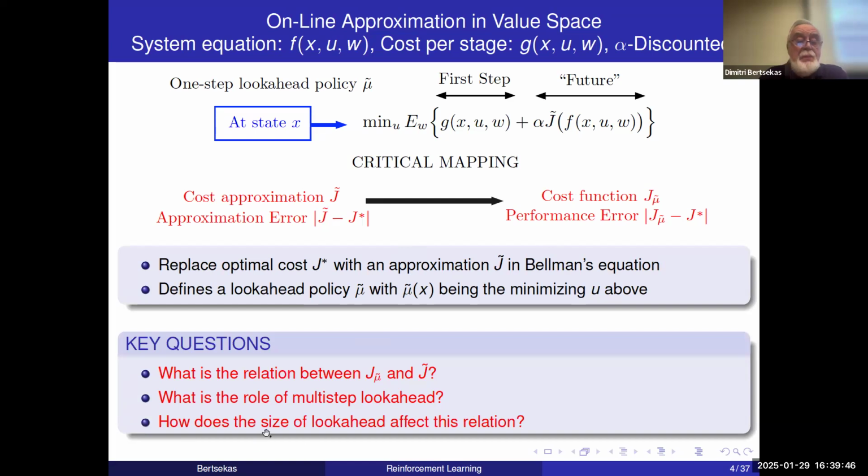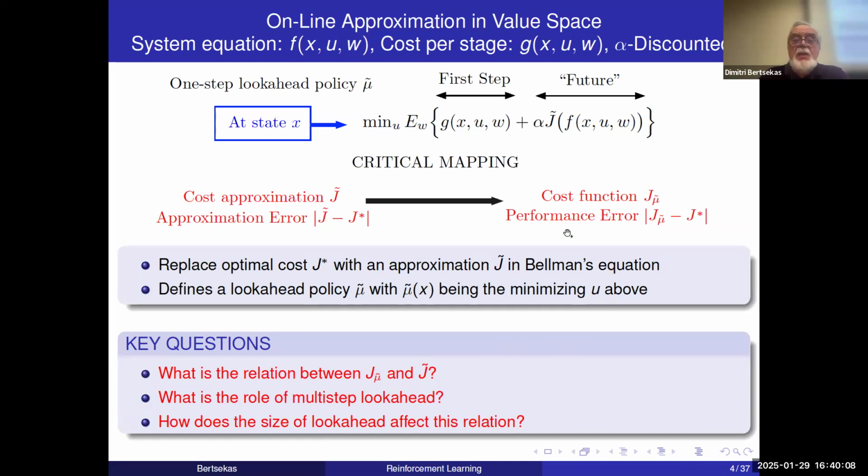And finally, a quantitative measure of the effect of the size of the look-ahead. How many steps? We know that in practice, the more you increase the length of the look-ahead, the better performance you're going to get. But what is the exact relationship between the length of the look-ahead and the improvement in performance?